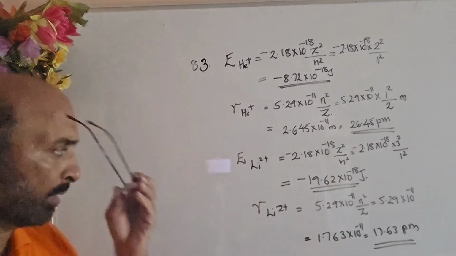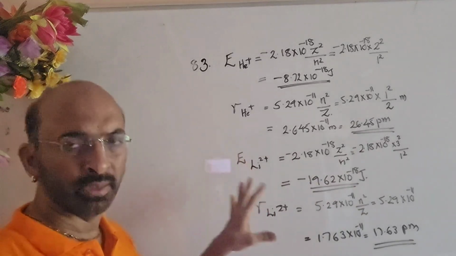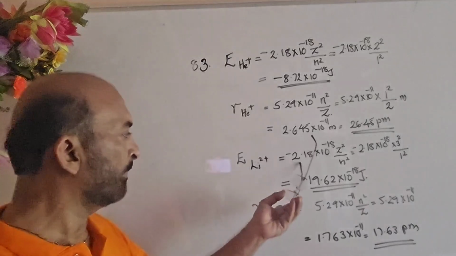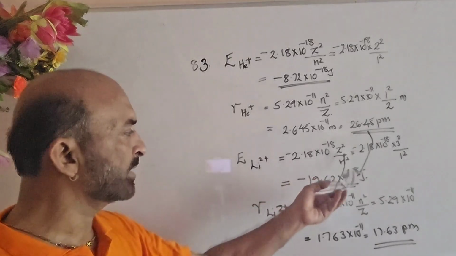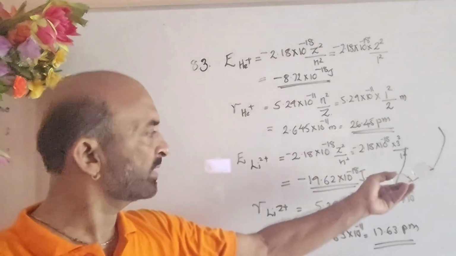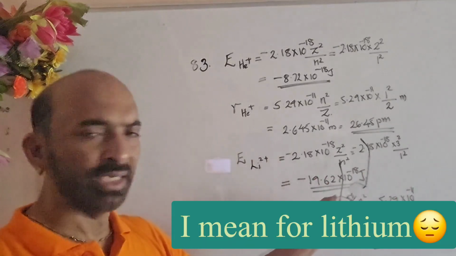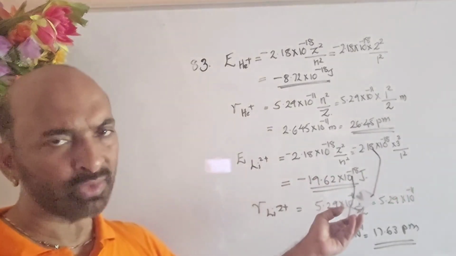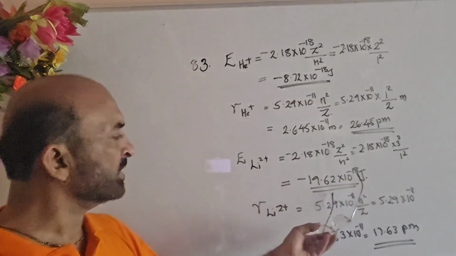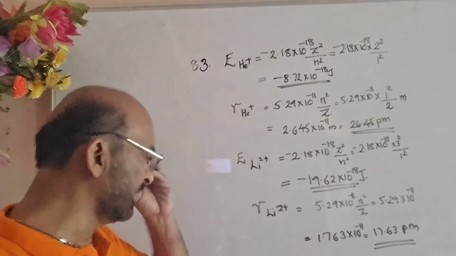Now similar things apply to Li2+. First energy, minus 2.18 into 10 to the minus 18 Z square by n square. Here Z is for lithium, it is 3, so 3 square. Shell is again 1, because when there is only one electron, it will always occupy the first shell, 1 square. Then you get minus 19.62 into 10 to the minus 18 joule.